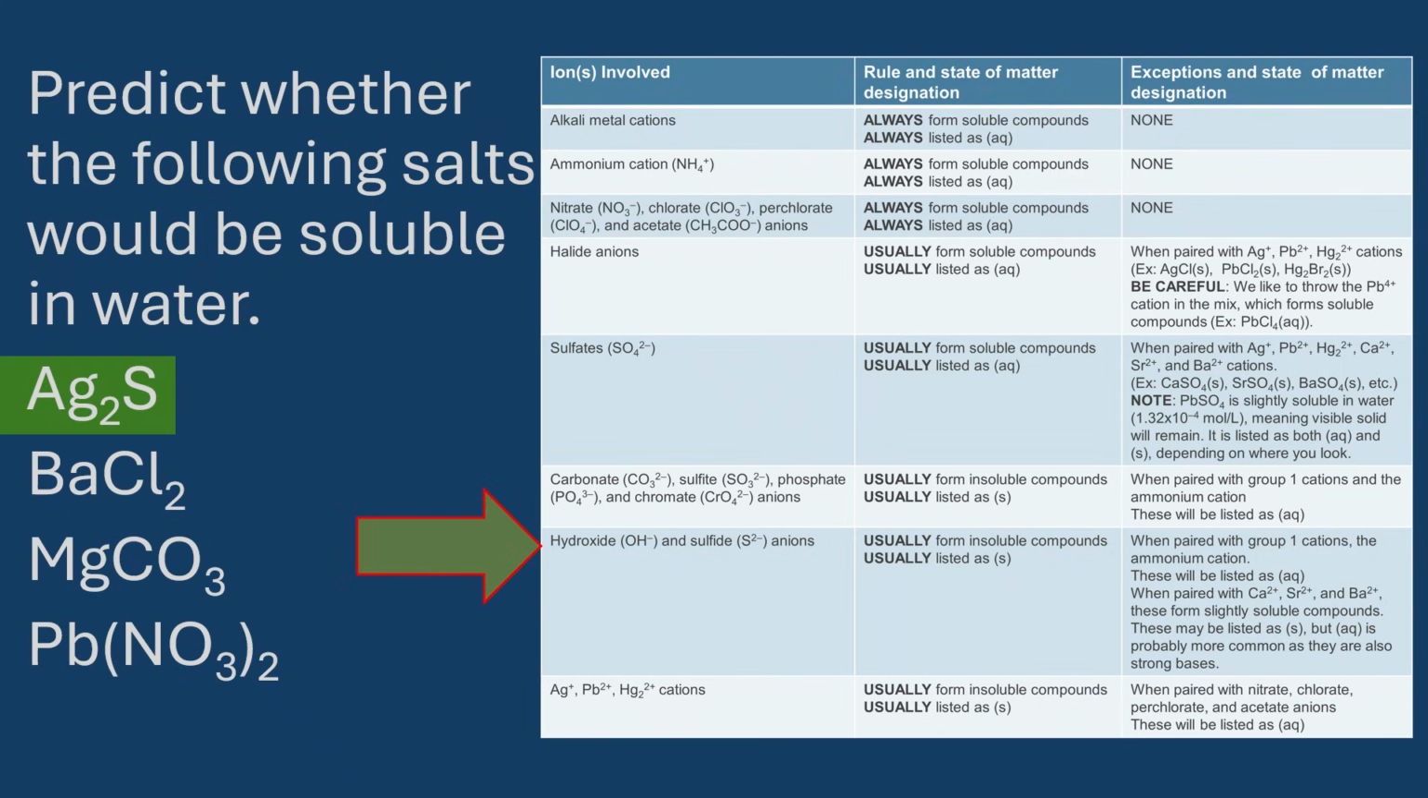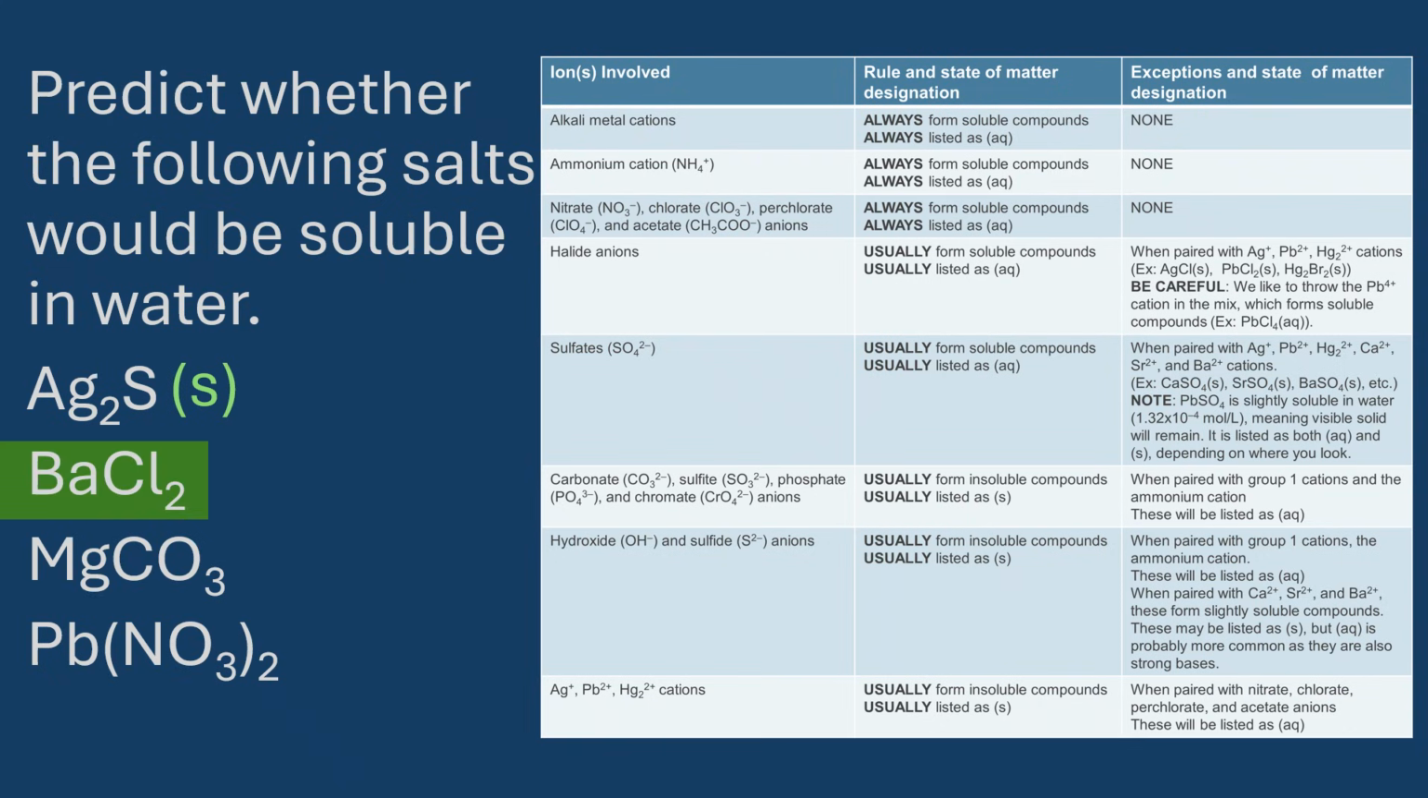The rule for sulfides and hydroxides is that they are usually soluble, but always make sure you don't have an exception to your rule. While there are exceptions to this rule, and while silver is listed as an exception elsewhere, it's not an exception here. So silver sulfide is insoluble in water. It will remain a solid in solution.